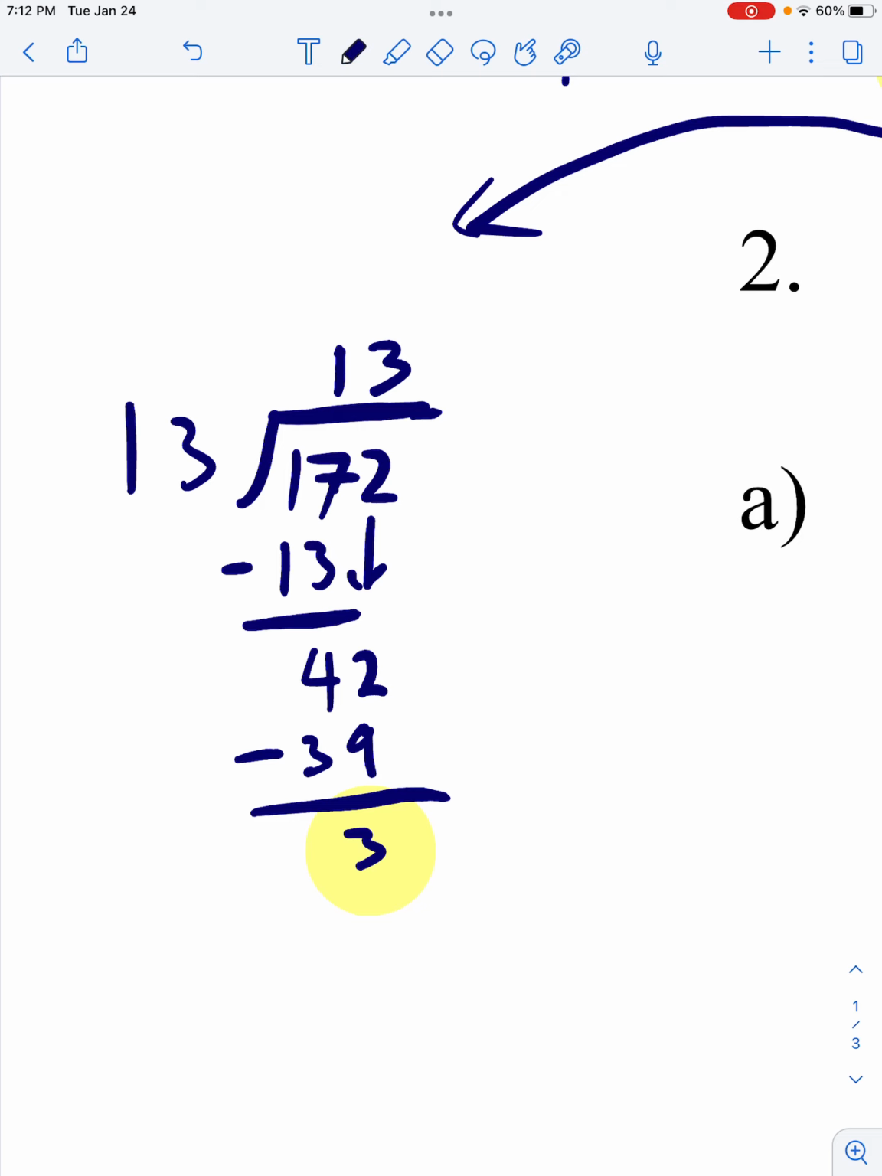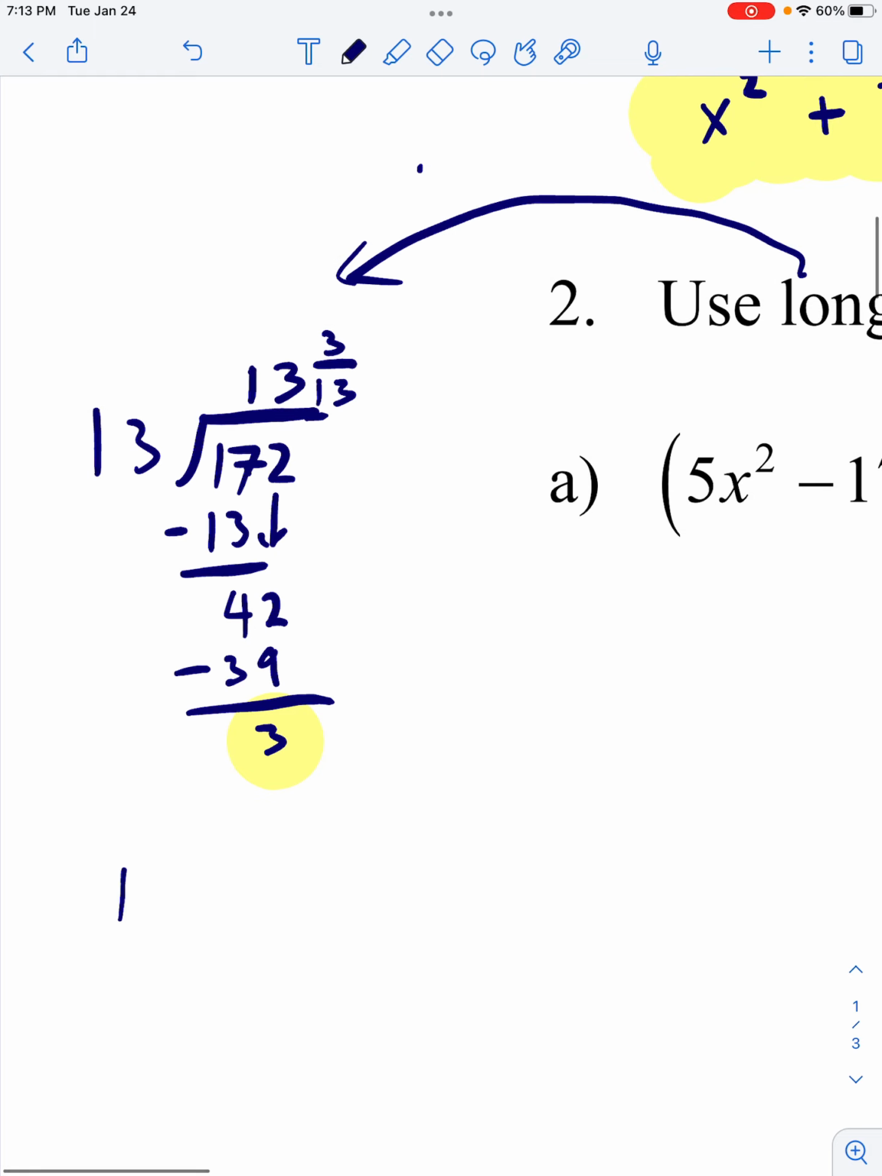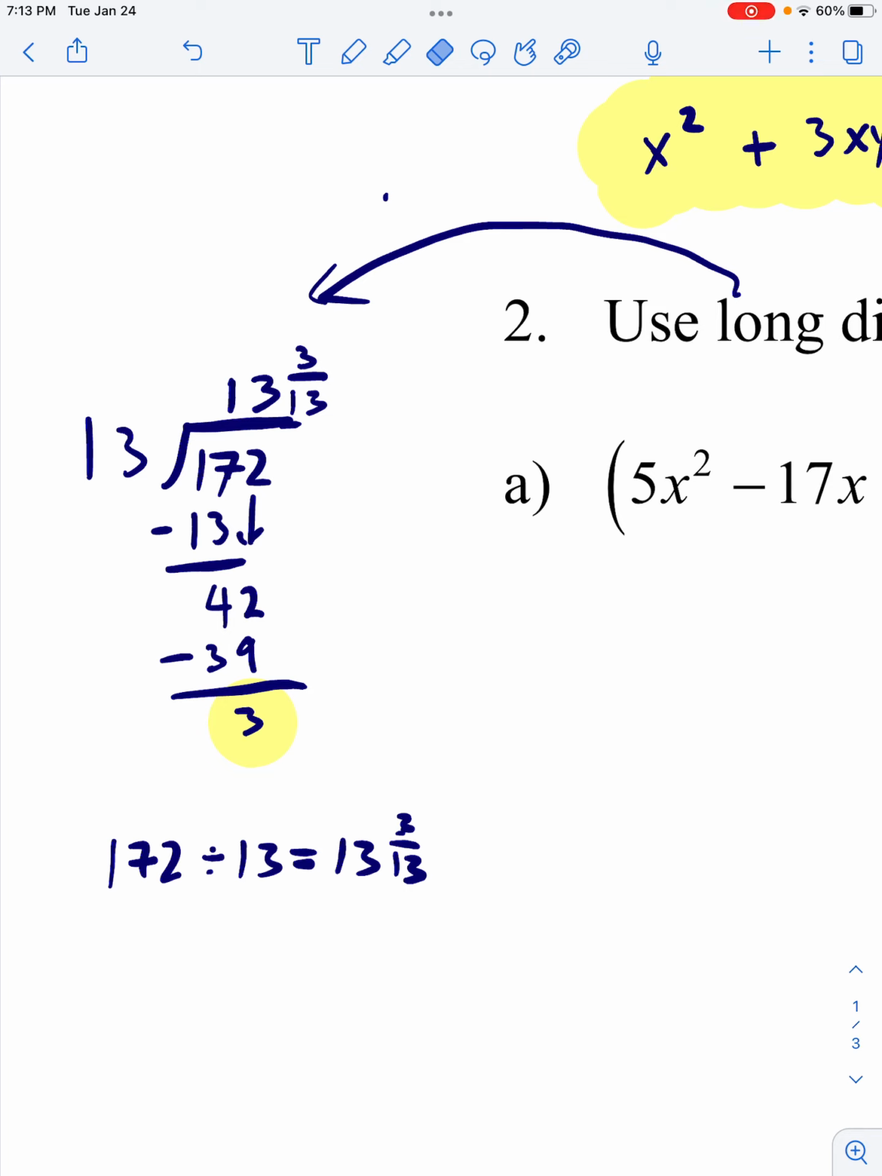And the way we wrote the remainder in 4th grade was you take the remainder and you write it as a fraction. The 3 is in the top of that fraction. You put it up here with your answer. The denominator of that fraction is going to be whatever number you divided by. So here it's 13. So 172 divided by 13 equals 13 and 3/13. That was our answer back in 4th grade. So that's just an example I wanted to talk about from grade school.